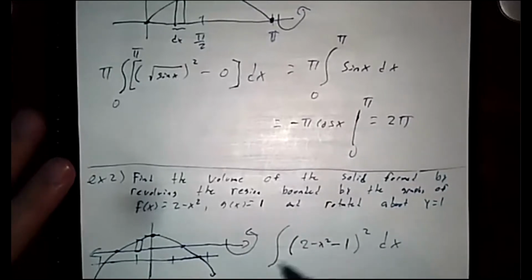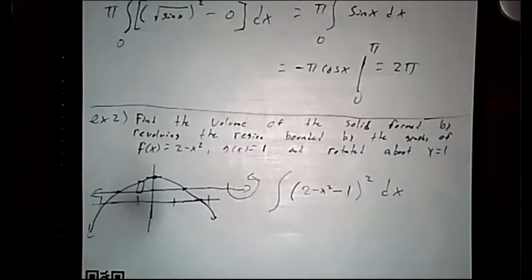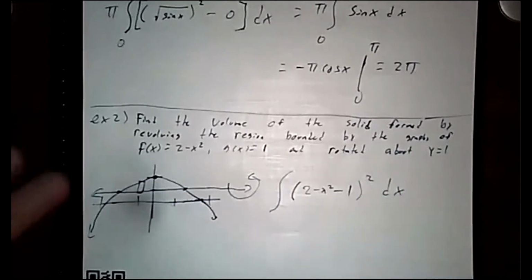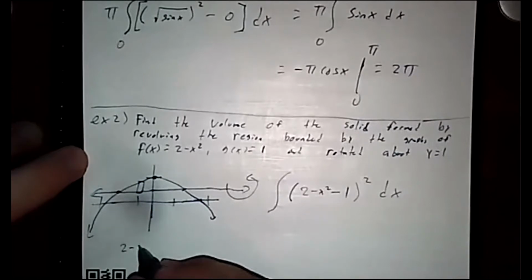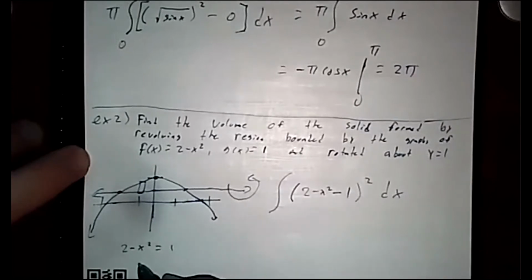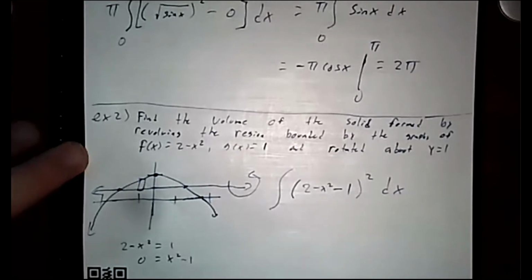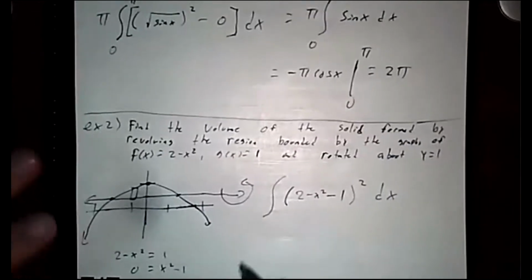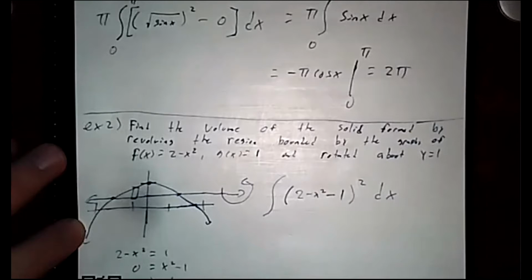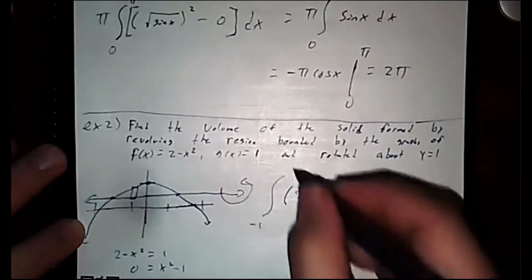The bounds will be where they intersect. So where do they intersect? To find the intersection points, you'd set them equal to each other. Set it to 0. Oh, that would be what? Minus 1. Yeah. So x is 1 and negative 1. So negative 1 to 1.